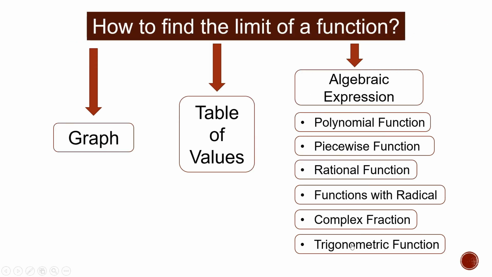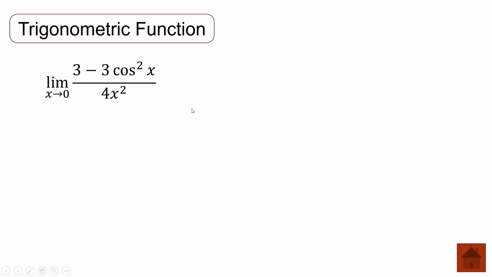What if it's a trigonometric function? So for this kind of problem, you need to at least understand some of the identities, and you need to be familiar yourself with simplifying expressions, obviously. So here I can see that 3 and negative 3 cosine square x can be factorized. So what I will do is I'm going to do that. So 3 times 1 minus cosine square x all over 4x square. Right? So we understand that 1 minus cosine square is just sine square x, right?